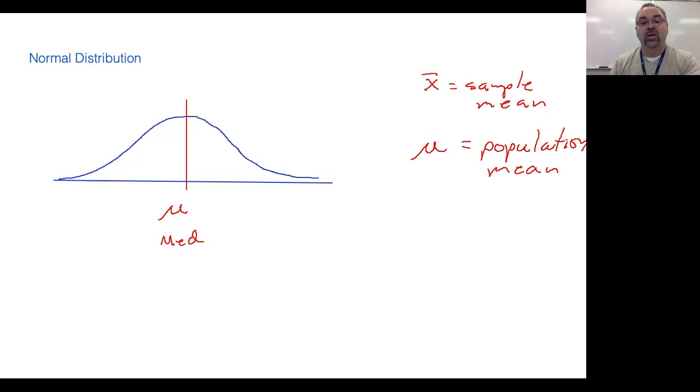And the height of this curve represents frequency. So that is the most common. So this is also the mode. Mean, median, and mode are all the same thing if something is distributed normally. So kind of a fun fact there. Standard deviation. Well, in a sample, right, we used an s for our sample standard deviation. In a population, we use a lowercase sigma.